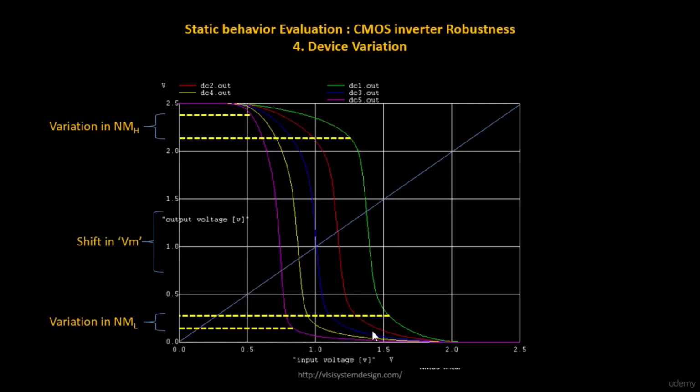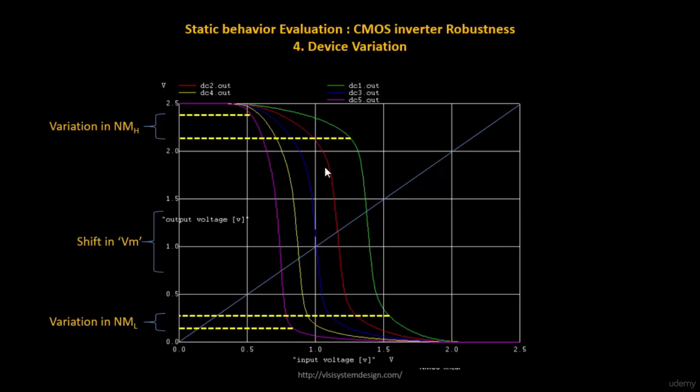So it's very easy to filter out those particular noises, and the inverter will behave as an inverter. Anything that lies between this range will be considered as logic 0, and anything that lies between this range will be considered as logic 1.